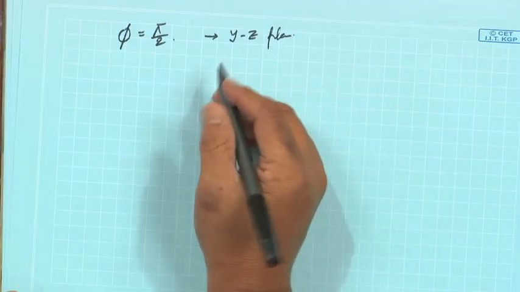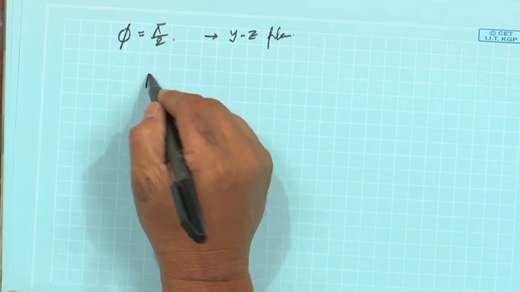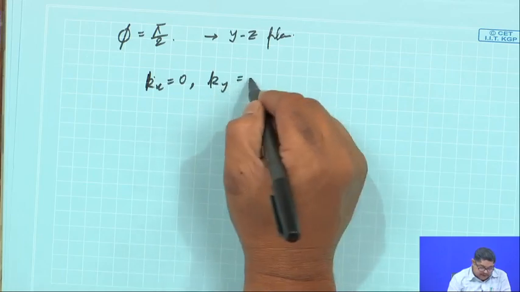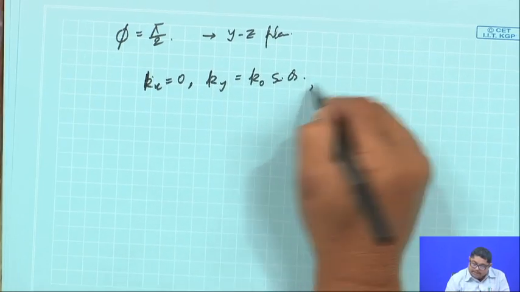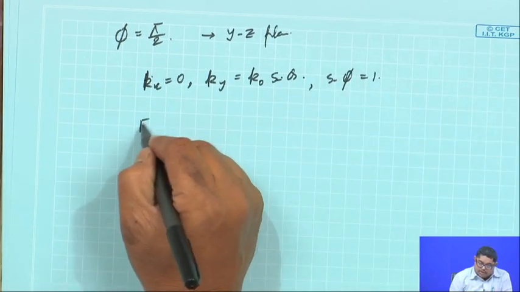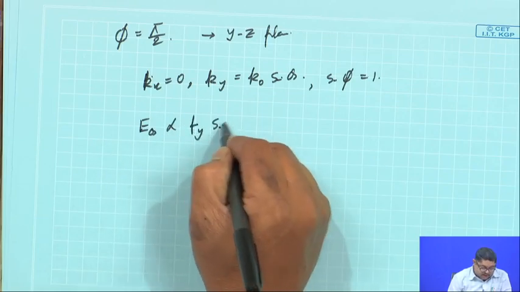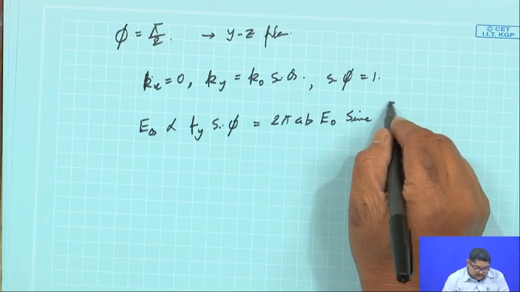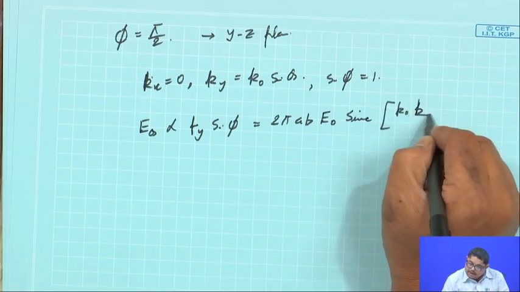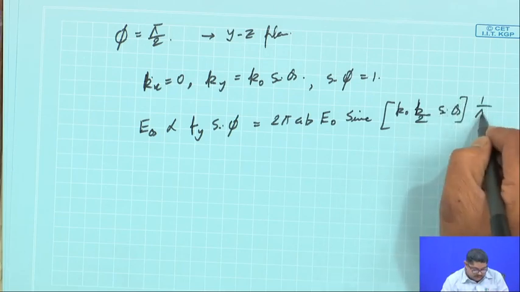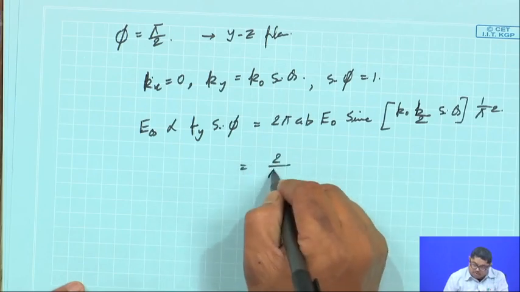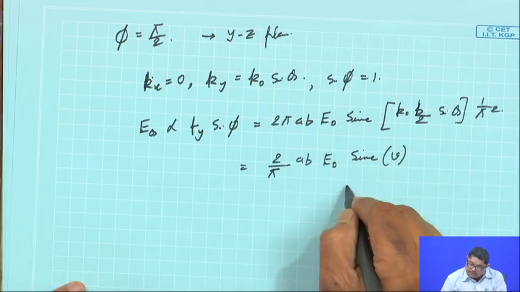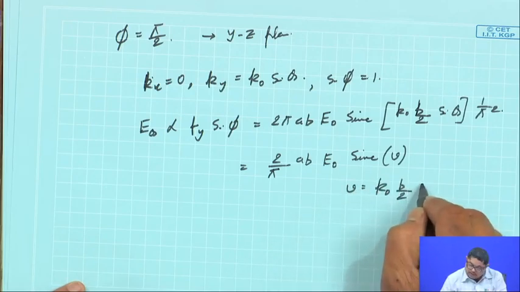In the yz plane, the radiated field is given by E theta. What will be k x? K x is 0 in this, for phi is equal to pi by 2, and k y is k naught sin theta, and sin phi is equal to 1. So, E theta is proportional to f y sin phi is equal to 2 pi a b E naught sinc(k naught b by 2 sin theta) 1 by pi square, is equal to 2 by pi a b E naught sinc V, where V is equal to k naught b by 2 sin theta.